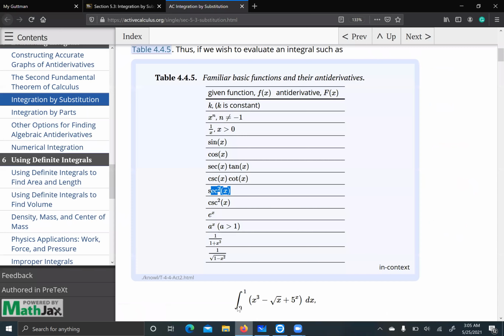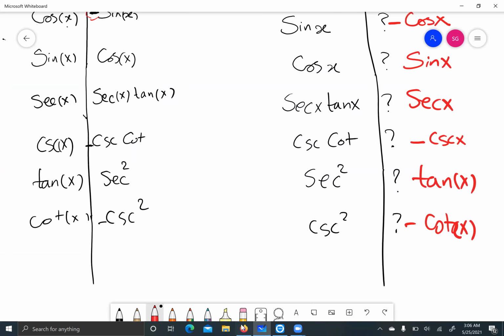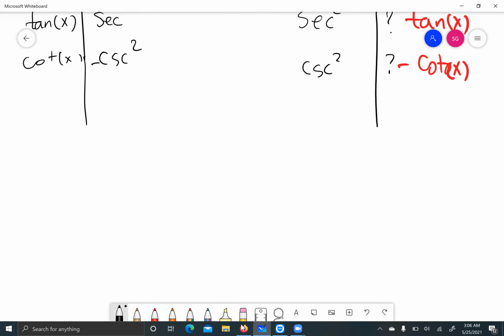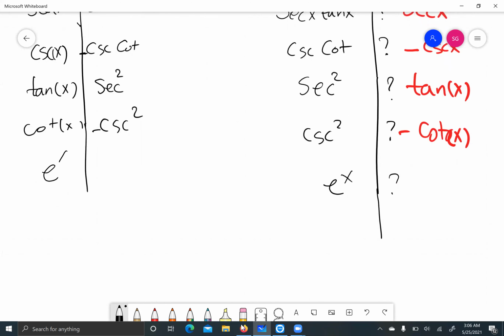And finally, we have e to the x and a to the x. Okay, e to the x is easy. Why? Because e to the x is a function whose derivative is itself, right? If you take the first derivative, second derivative, any derivative, it is always the same. So the antiderivative is also the same.